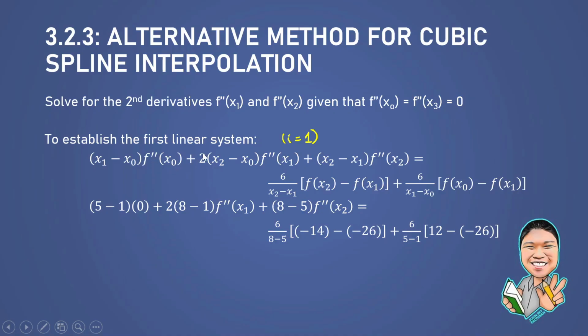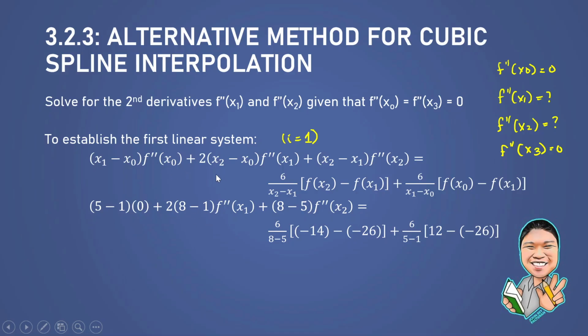So, as I said, yung f double prime nga ng x sub 0 is 0, di ba? f double prime ng x sub 0 is 0. f double prime ng x sub 1 is unknown. f double prime ng x sub 2 is unknown. And f double prime ng x sub 3 is 0. So dito, automatic, 0 na siya.